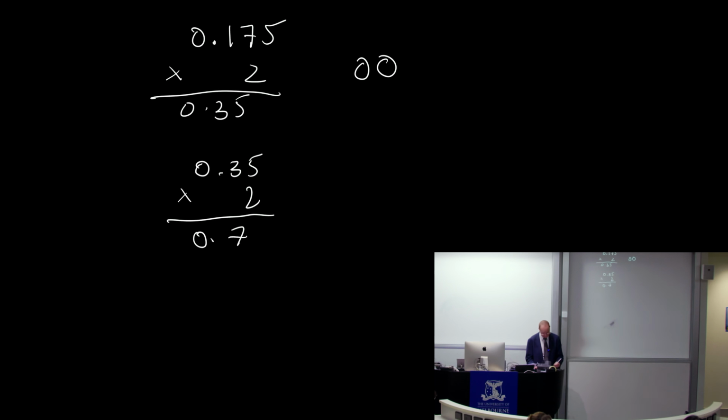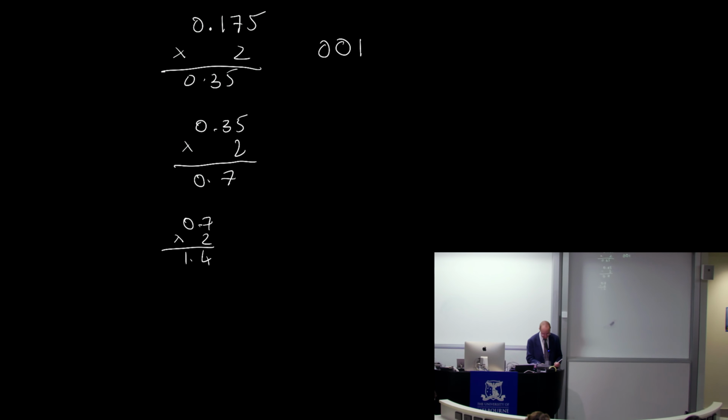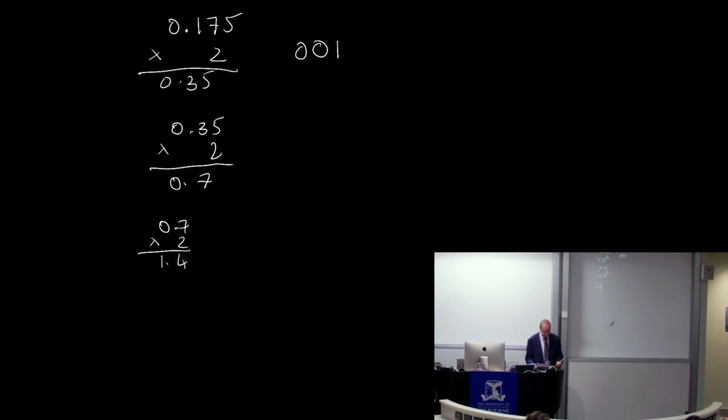And times 2 again. 1.4. So take the 1. Okay, times 2. 2.8. Oh, whoops. It should be 0.4. Remember, we have to separate out that 1. So now we just get 0.8. What's the leading digit? 0. And now what?